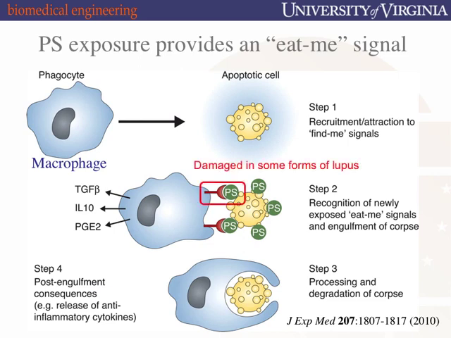All right, so one potential hypothesis. Remember, the etiology of lupus is unknown. One hypothesis is that this receptor is damaged in some forms of lupus. And so some have hypothesized that this is a mechanism, right? A mechanism to explain the disease.